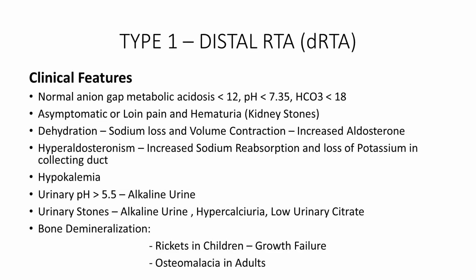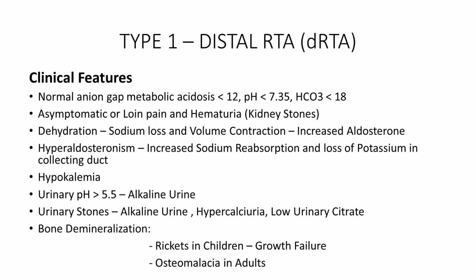Now, the clinical feature of distal RTA is normal anion gap metabolic acidosis. The anion gap is less than 12, pH is less than 7.3, and serum bicarbonate is less than 18. Usually, the patients are asymptomatic or they may present with pain in the lumbar region and hematuria. That is basically because of the kidney stones, which are quite common in distal RTA. Dehydration is a feature, sodium loss and volume contraction.